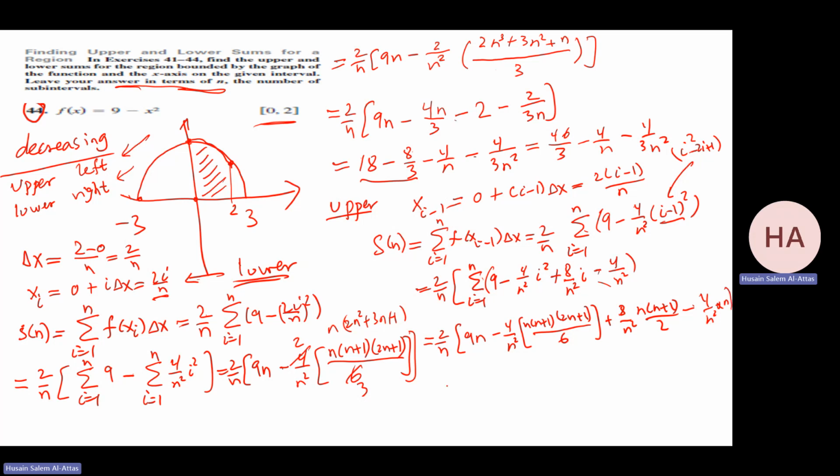If we do the calculations, you get this. I will leave it for you. You get almost the same answer, but instead of minus, plus: 46 over 3 plus 4 over n plus 4 over 3n square. It's a matter of calculation here, you can do it. And this is capital S of n, the upper.